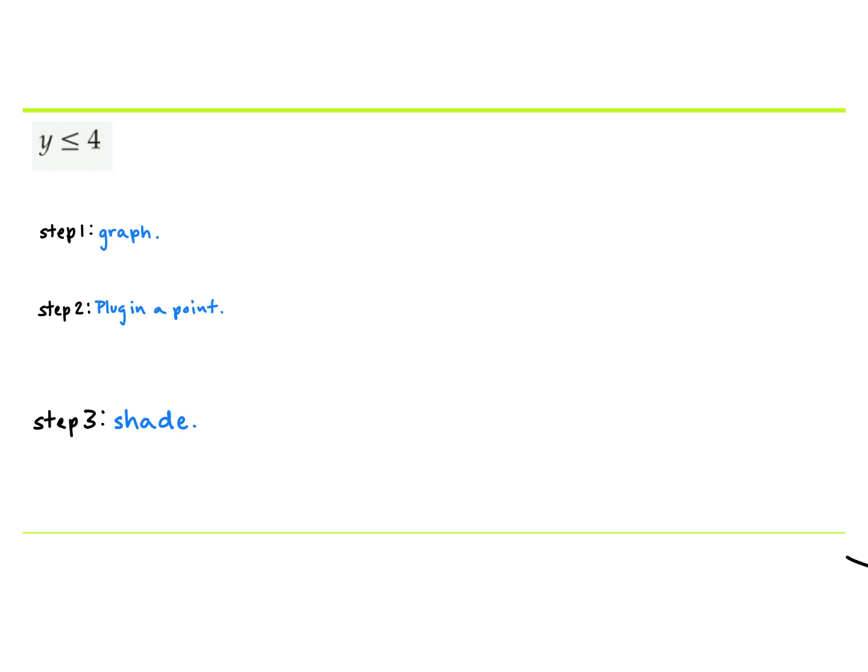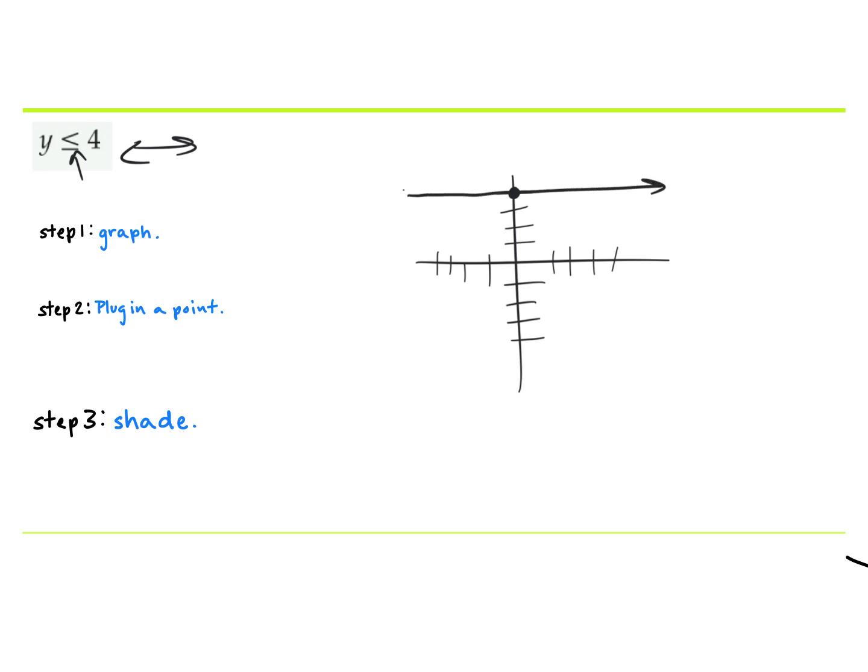For the next one, we have y is less than or equal to 4. So I'm just going to go ahead and graph this. It is a horizontal line at y is equal to 4. Now they're telling us that it is less than or equal to. Because it's less than or equal to, it's a solid line.